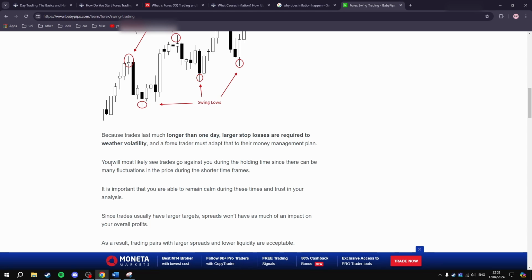Because trends last much longer than a day, larger stop losses are required to weather volatility.